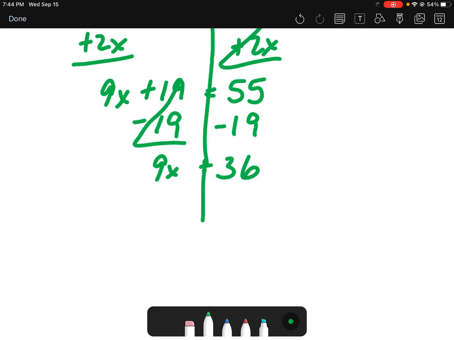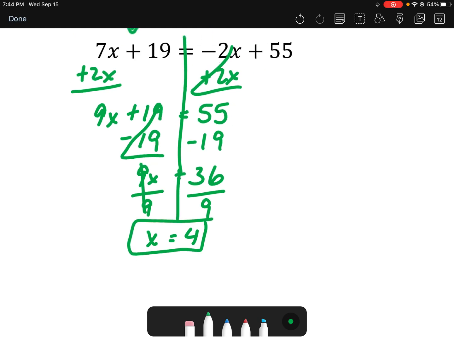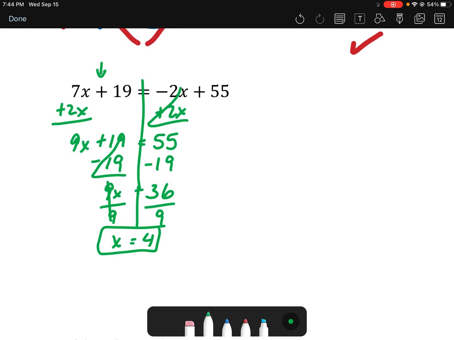I have to get the x by itself. Because I'm multiplying it by 9, my inverse operation would be to divide by 9. X is equal to 4. However, I don't know if that's the correct answer. I do need to make sure that I check.